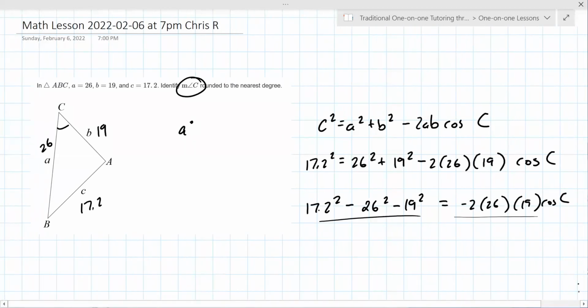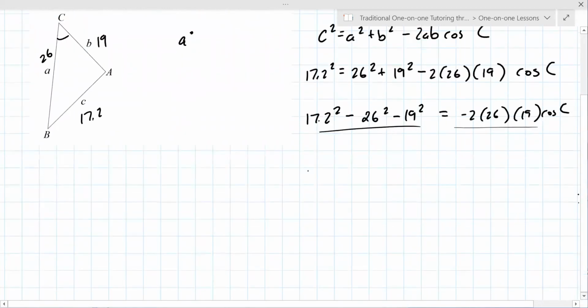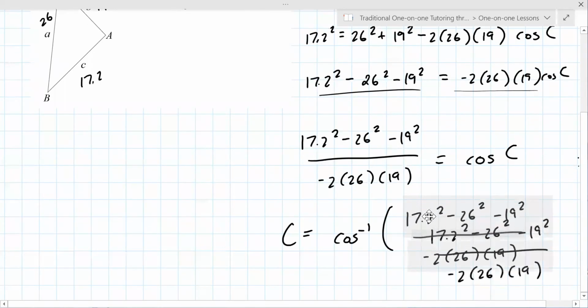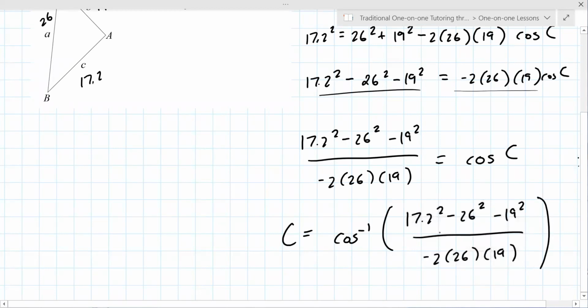So you end up getting, and this is why we need that really handy calculator here, 17.2 squared minus 26 squared minus 19 squared over -2 times 26 times 19 equals cosine C. To undo cosine, use cosine inverse. So C equals cosine inverse of, that's where you need all of it. Oops. So we need all of this here. Grab that, go to that calculator there and see if you can enter all of this on the right.